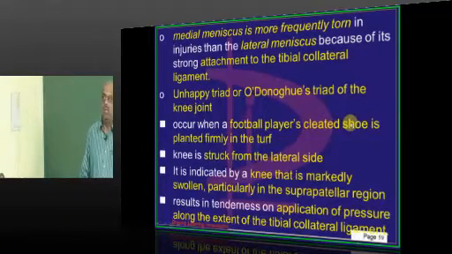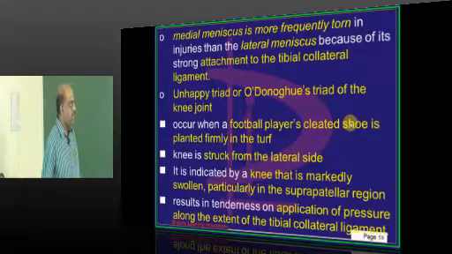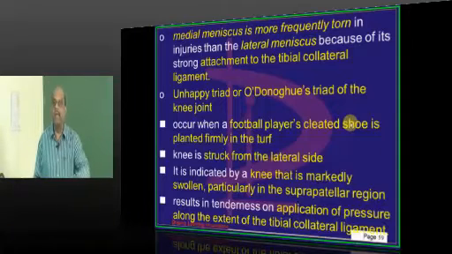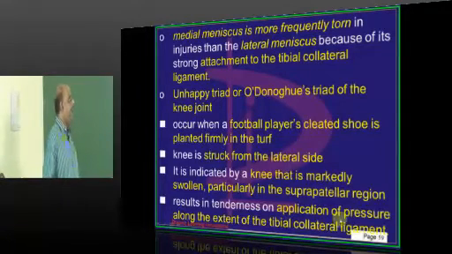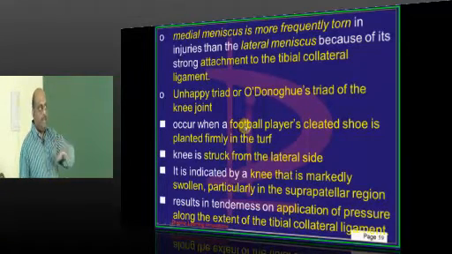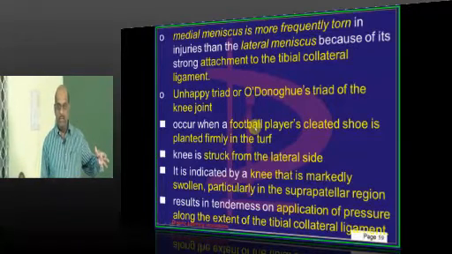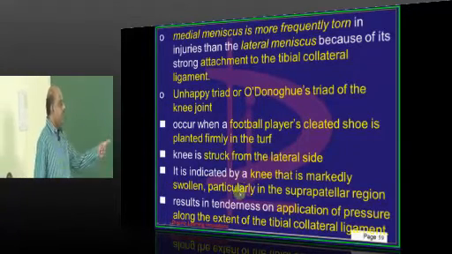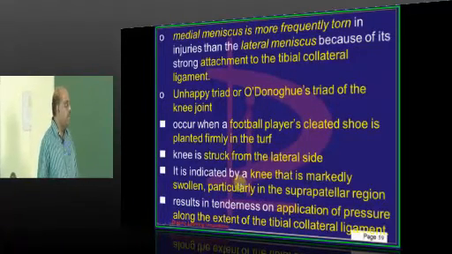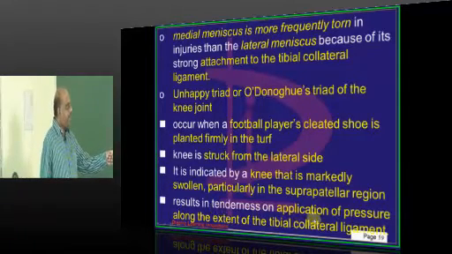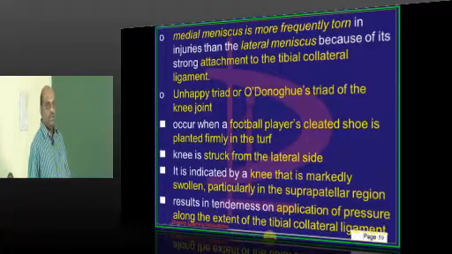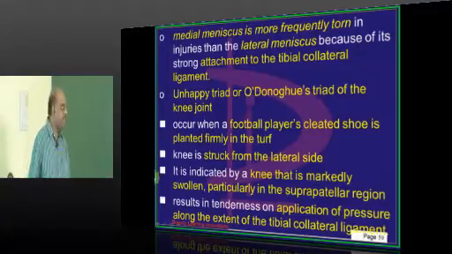What is it? Whenever a football player's shoe is stuck in a hole in the ground, then multiple structures in the knee joint become injured, and the knee becomes markedly swollen, and there is tenderness. If you apply pressure along the tibial collateral ligament, there is a severe tenderness.